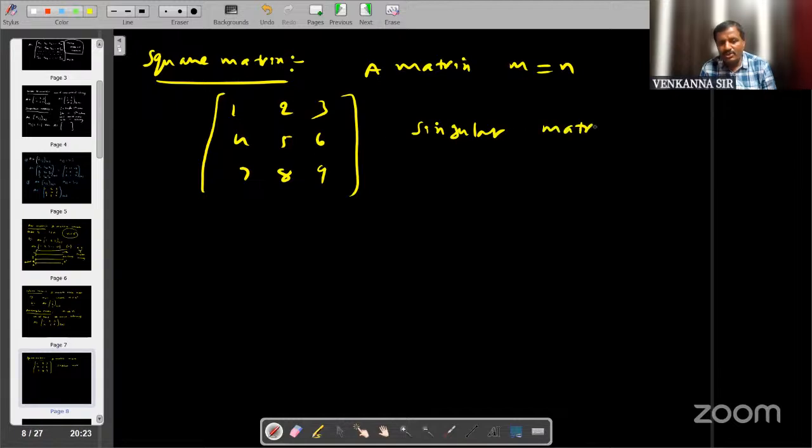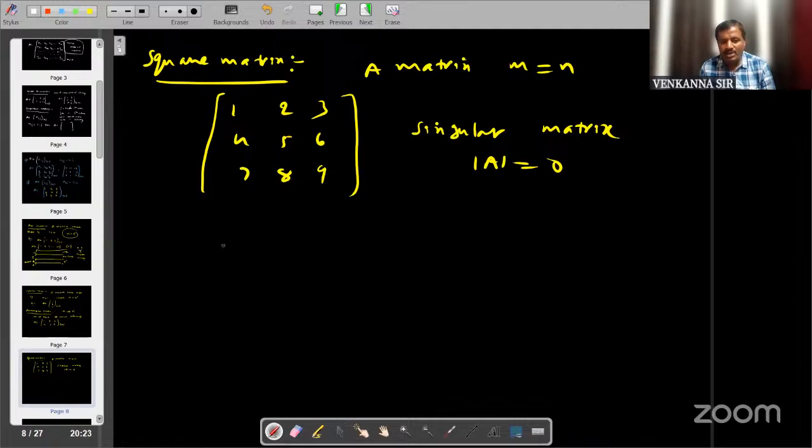This is also the best example of a singular matrix whose determinant is 0. Singular matrix, what is the definition? Determinant is 0. You can remember it for a lifetime. What is the best example of a singular matrix? 1, 2, 3, 4, 5, 6, 7, 8, 9.